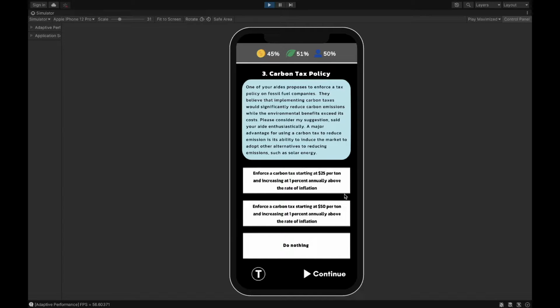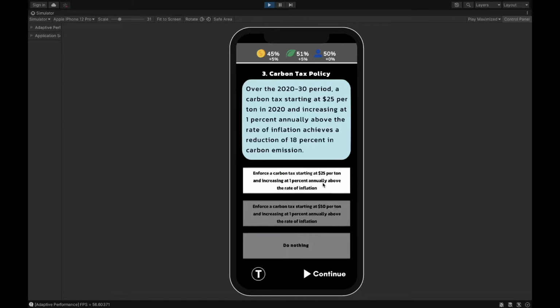We can either enforce a carbon tax starting at $25 per ton and increasing at 1% annually above the rate of inflation, or enforce a carbon tax starting at $50 per ton, increasing at 1% annually above the rate of inflation. Essentially, choosing the threshold in which our carbon tax begins. So we can go ahead and pick this first one in order to make the threshold lower for where the carbon tax begins. And it looks like that was a good decision because not only did our economic score go back up to 50, but our environmental score is going up even further.